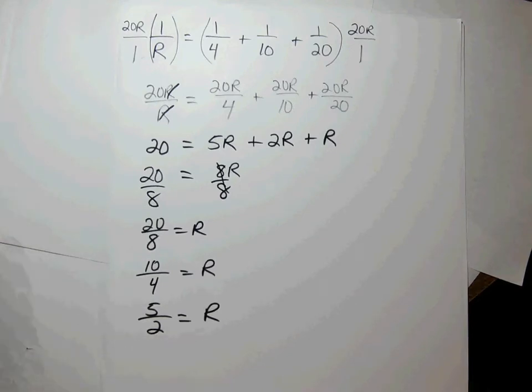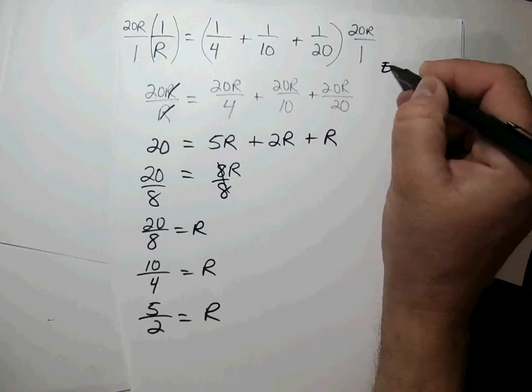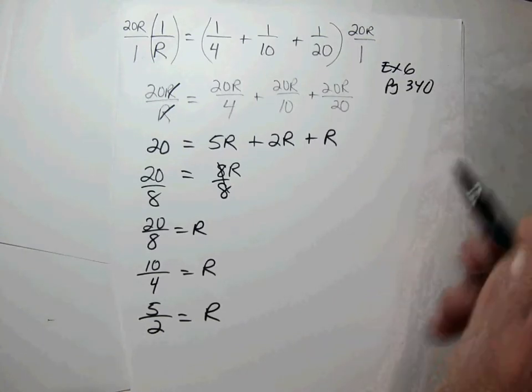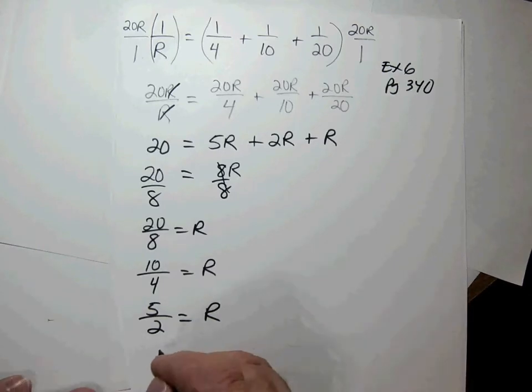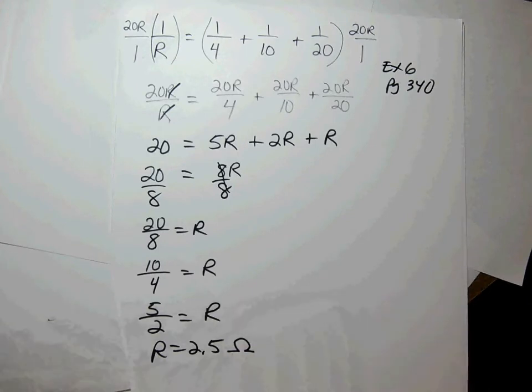So that is a nice little example on how we can apply these fractional techniques. And that was example 6 on page 340. So we could call it 2.5, again, that unit is the Greek letter omega, pronounced ohm, 2.5 ohms. All right, awesome. Let's look at our next example.